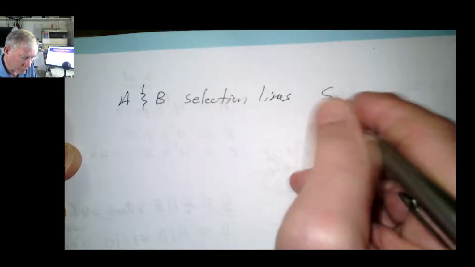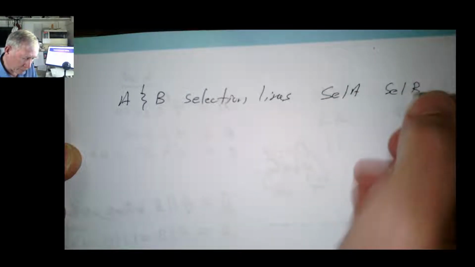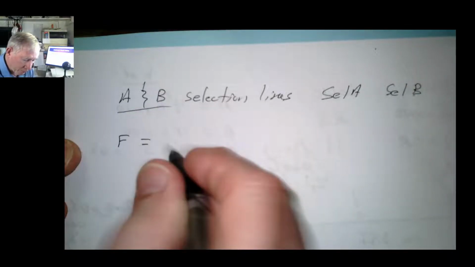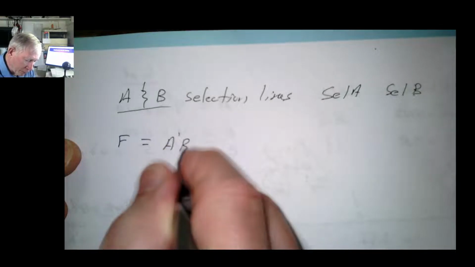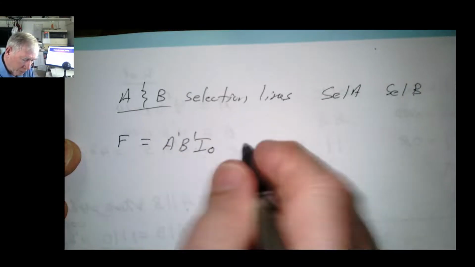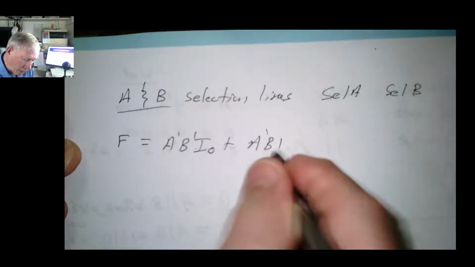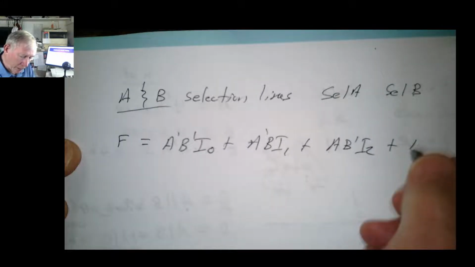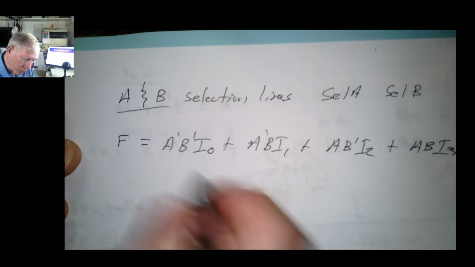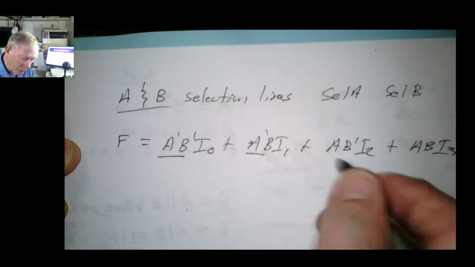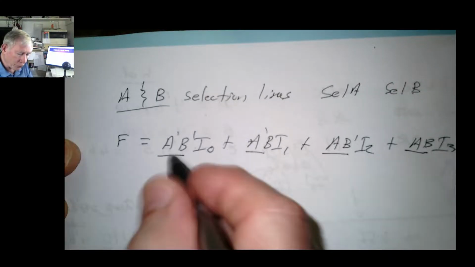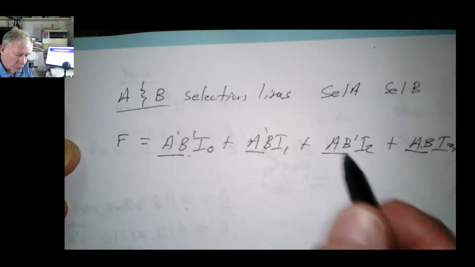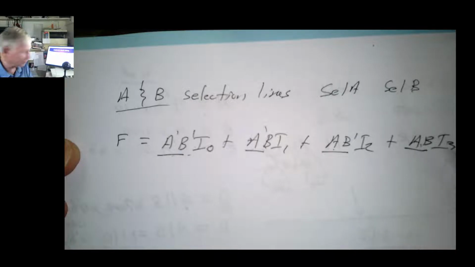Sometimes we'll call these cell A and cell B, but I just used a little shorthand there. All right, so F equals A prime, B prime, I0, or A prime, B, I1, or A, B prime, I2, or A, B, I3. So notice A prime B prime, A prime B, A B prime, and A B. Those are the four possibilities, and that selects for I0 when they're both 0, I1 when it's 0, 1, I2 when it's 1, 0, and I3 when it's 1, 1.